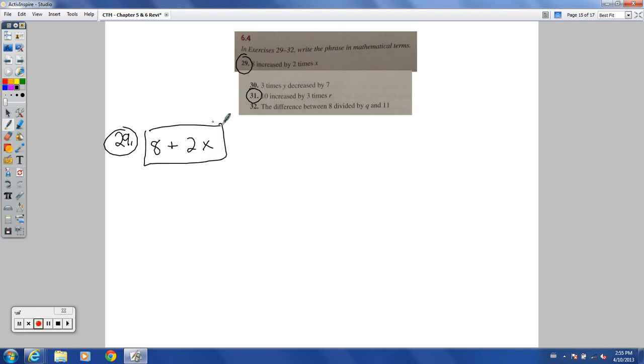If you wrote 2x plus 8, that would be fine as well. We have 8 increased by 2x. The commutative property of addition says you can switch the order in which you add things.